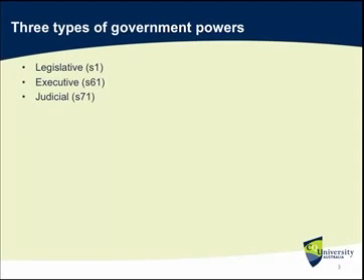If we look at the Australian Constitution, we will see that the Constitution itself clearly delineates and identifies the three types of government powers. These are legislative, executive, and judicial. So Section 1 of the Australian Constitution provides that legislative power lies with the federal parliament or the Commonwealth Parliament. Executive power obviously also lies under Section 61 with the executive branch of the government.